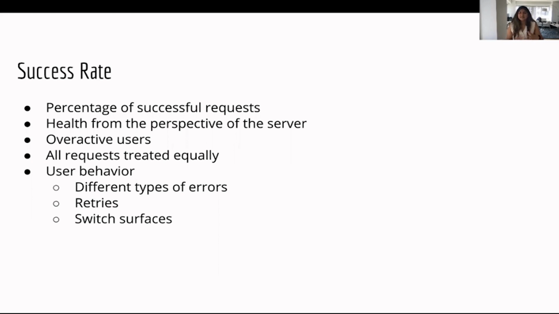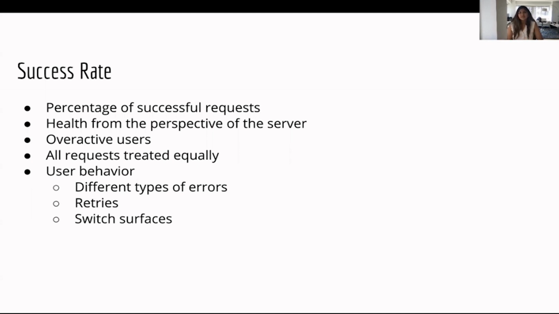However, this isn't great for understanding user experience for a few reasons. One of which is that since success rate is a count-based metric, it indexes on overactive users, meaning that if I make an order of magnitude more requests than someone else, success rate is going to be much more heavily weighted towards my experience than that other person's experience. Also, in success rate, all requests are treated equally, but that's not really the case for user experience.